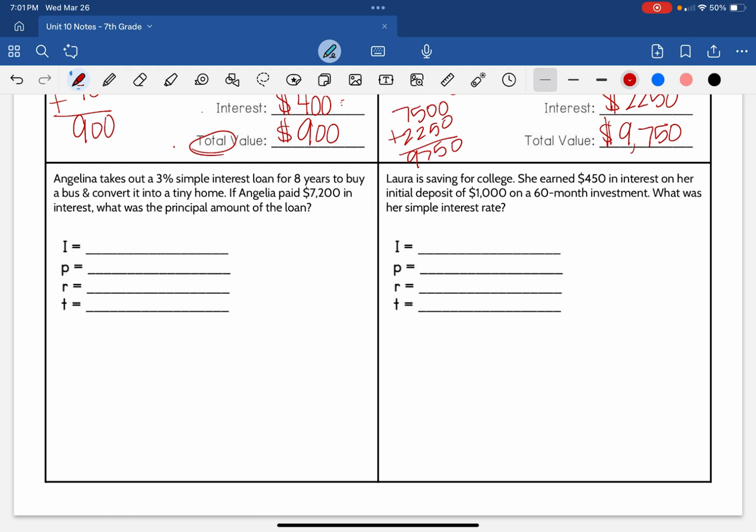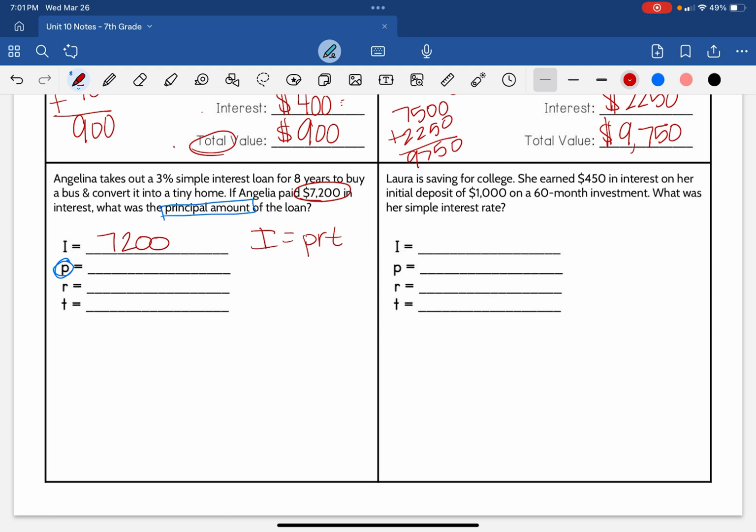Angelina takes a 3% simple interest loan for 8 years to buy a bus and convert it into a tiny home. If she paid $7,200 in interest, what was the principal? So this is like I equals PRT. Okay, this is the formula. Let's fill in what we do know. Well, they tell me that my interest was $7,200. That's how much she paid for the interest. They're asking us to solve for P, the amount of the principal, okay?